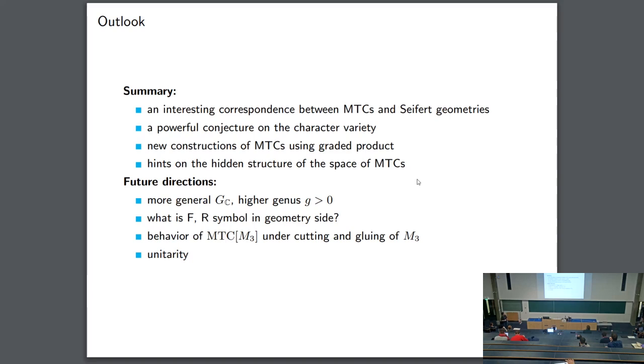But obviously, this is a very special case. We only look at SLNC. We only look at when the base manifold is the two-sphere. One can try to generalize this to more arbitrary three-manifolds. And there are many operations you can do to geometries by cutting and gluing. It is not obvious what these correspond to on the MTC side. And it's not obvious either what the unitarity structure of the MTC is on the geometry side. Okay, with that, thank you.